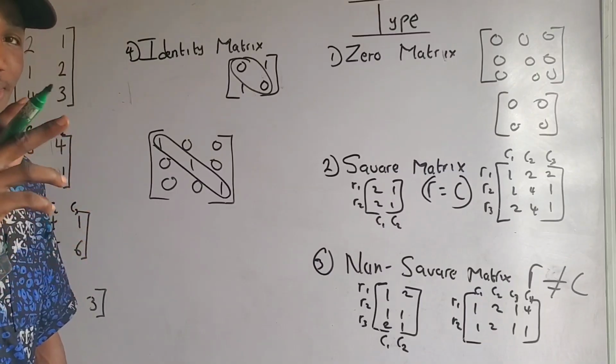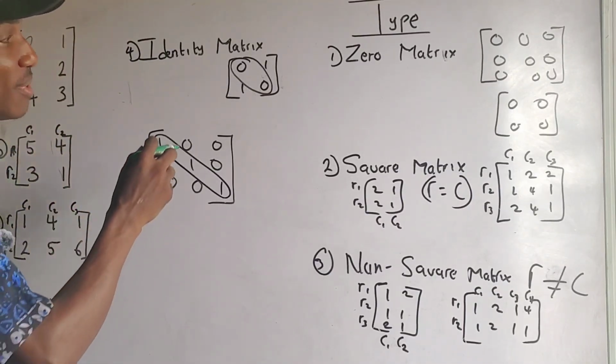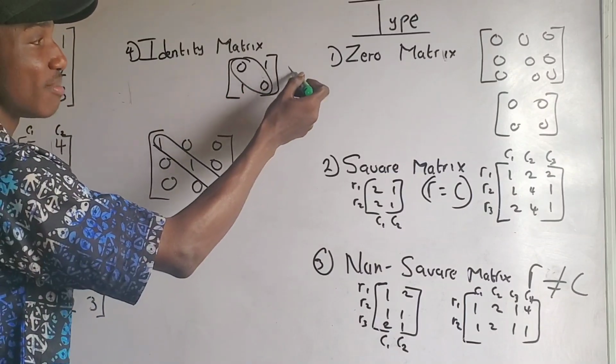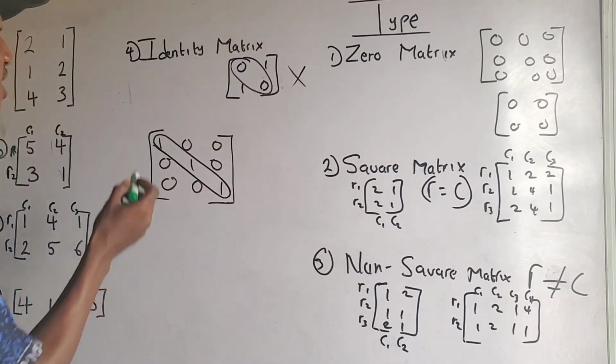Why other elements are zeros? Are you getting it? So the elements in the leading diagonal are what? They are zeros here. So we cannot call the matrix identity matrix. Do you understand? Okay, let me give you another example.